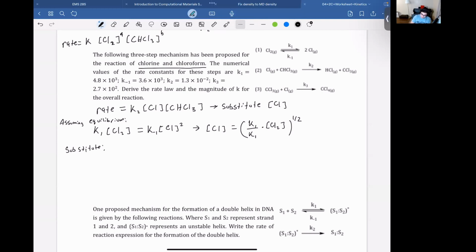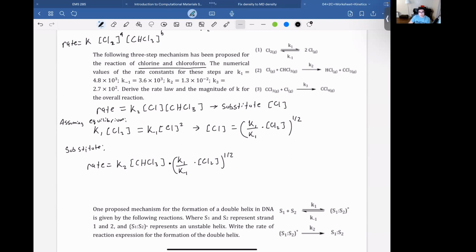Substituting this into what we just had over here gives us rate is equal to K2 times chloroform. We're allowed to move things around, right? Commutativity of multiplication. The Cl is K1 divided by K negative 1 times Cl2 to the 1/2 power, right?